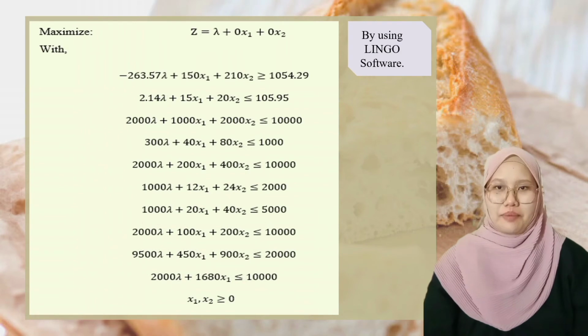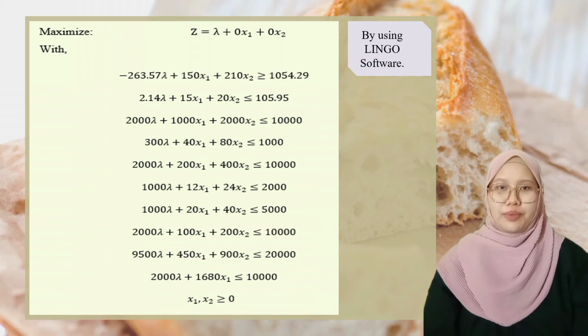In the last step, the first goal will be changed, where a new model is formed with the aim of maximizing lambda and adding the two objective functions to become limiting functions. This slide shows the new equation obtained. Step 3 was run by using Lingo software.